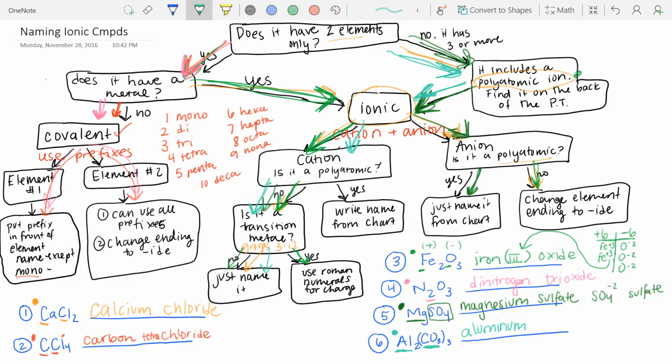And CO3, our anion, is a polyatomic. Okay, and so that means we just name it from the chart. So it would be aluminum carbonate. And that is how we would name our compounds. So you can use this flowchart to continue to help you practice the problems that were given to you in class.